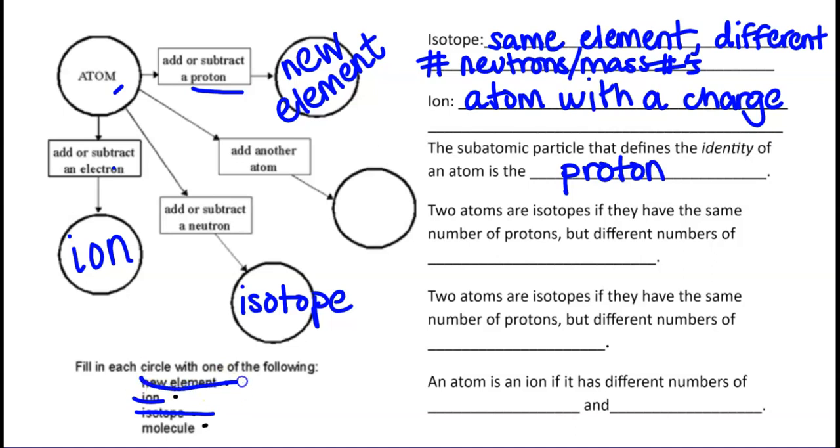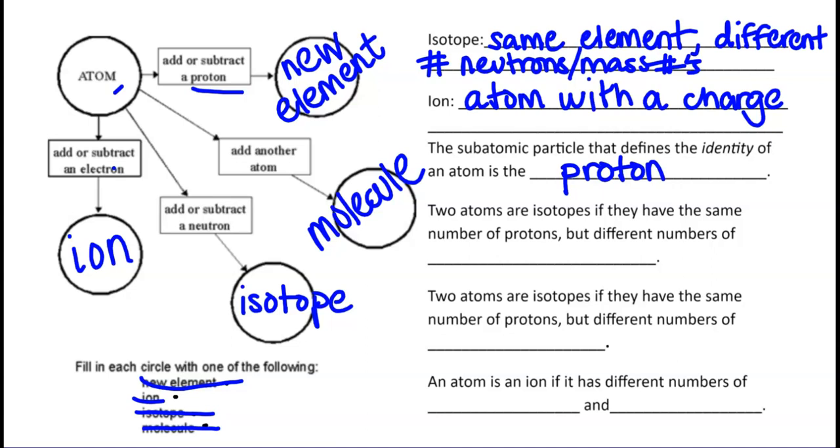And then last but not least, we're not talking about this too much yet, but if we add another atom, we put more than one atom together, we create a molecule, which is a grouping of more than one atom. A molecule. So we have our whole chart filled in. We have a few more blanks to fill in on the right here. So let's look through those.